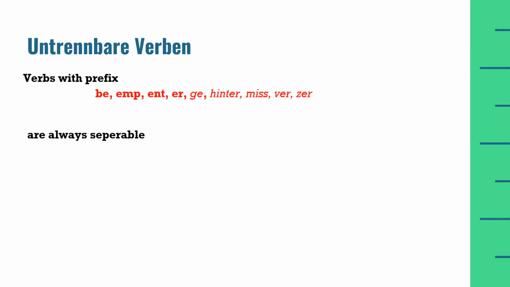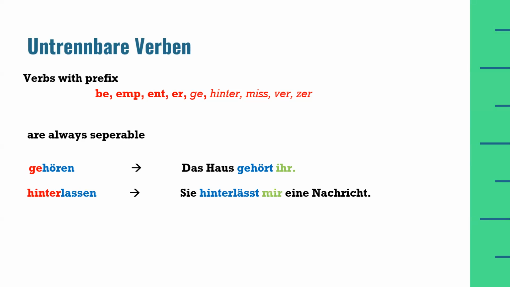Next examples for non-separable verbs. Gehören. If we have the prefix ge, then the verb will not be separable and we have to put that verb at the second position and conjugate it according to the subject of the sentence. Das Haus gehört ihr. The house belongs to her. Now, gehören is a dative verb, so the object of a dative verb will always be in the dative case. And therefore, we have to use ihr for her in this sentence.